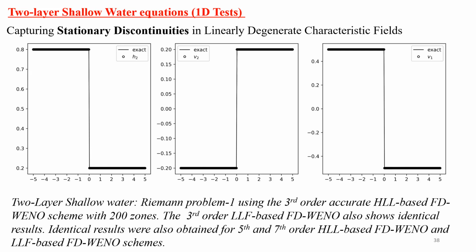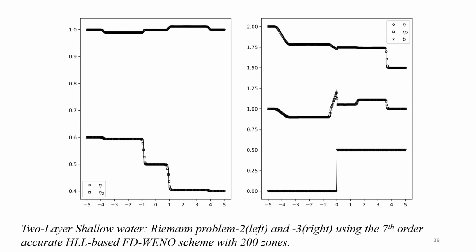We can even do shallow water equations, where you have out here a stationary discontinuity formed by linearly degenerate characteristic fields, and you can actually see that over hundreds of time steps this discontinuity is identically preserved very nicely on the mesh without any introduction of numerical dissipation. So the ability to capture stationary discontinuities is good for our numerical method. We can actually go ahead and see two different Riemann problems, one on the left and one on the right, associated with our two-layer shallow water equations.